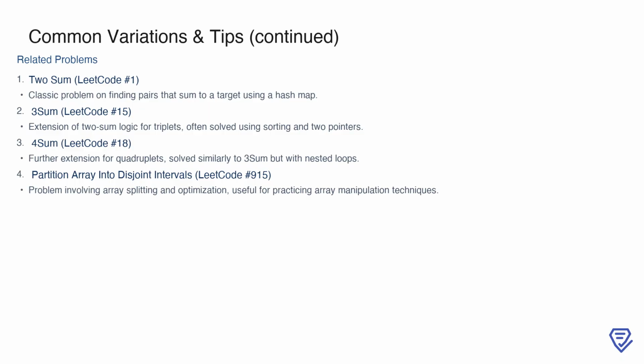Another related challenge is the partition array into disjoint intervals problem, LeetCode number 915. While it's not directly about k-sum pairs, it involves array splitting and optimization techniques, making it a good exercise for improving your overall array manipulation skills. Exploring these related problems can deepen your understanding of patterns and techniques that are widely applicable in array-based challenges.